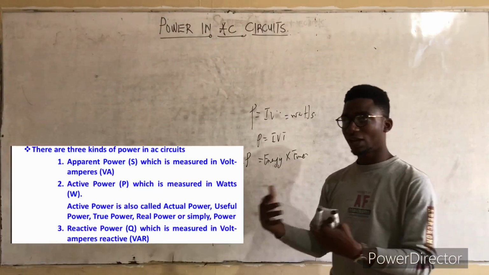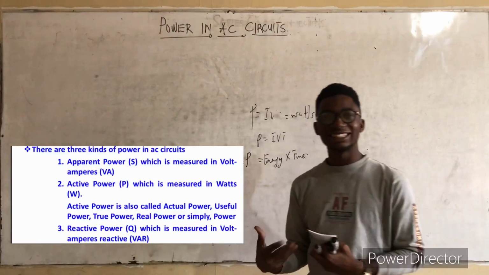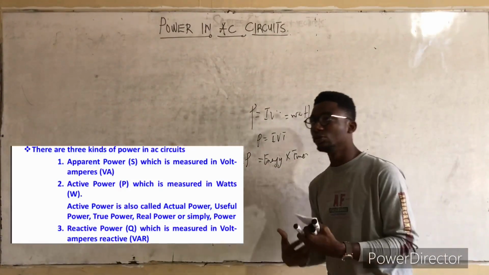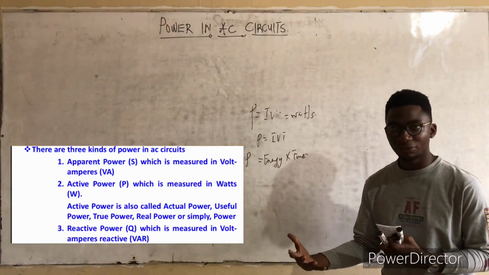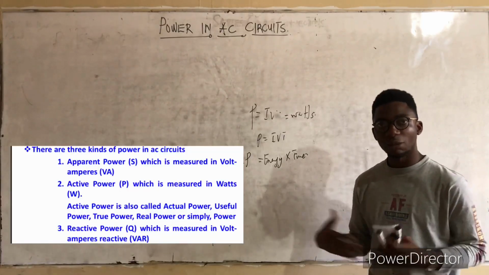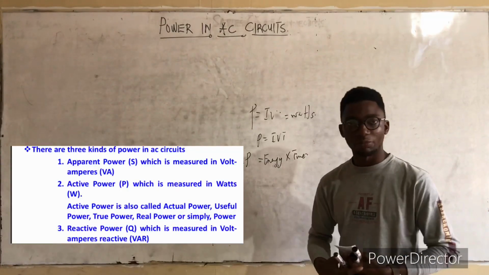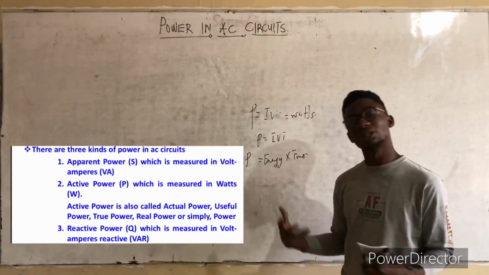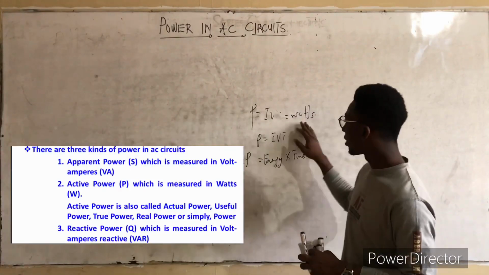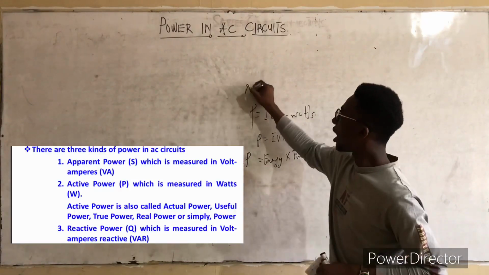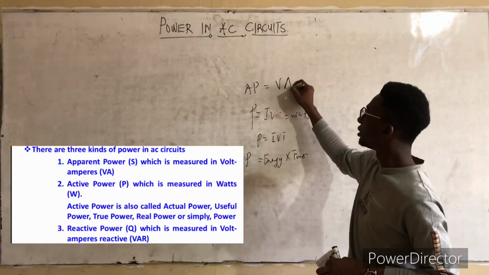So when there's work done, there's energy produced. The amount of energy produced per the time consumed becomes the power released or the power absorbed. So that becomes the active power. And that one is measured in what? So the apparent power is measured in volt ampere.